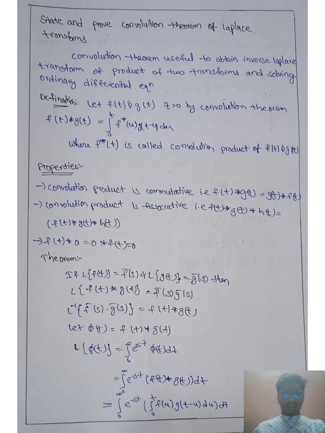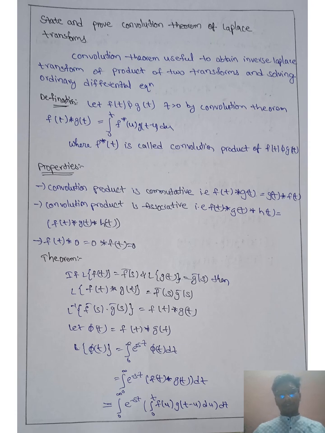The theorem states that if L of f of t equals F of s and L of g of t equals G of s, then the Laplace transform of the convolution f of t star g of t equals F of s into G of s. In the next step, taking the inverse, L inverse of F of s into G of s equals f of t star g of t.